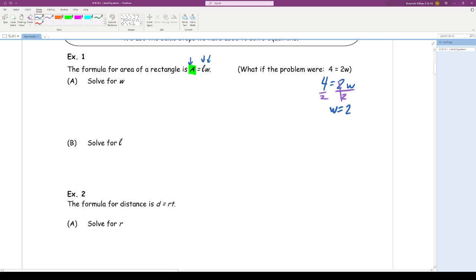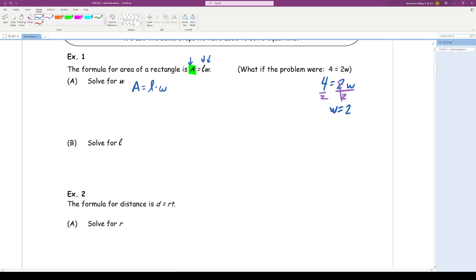Now we can do the exact same process without the numbers, with just letters. So let's rewrite our equation here. We have area equals length times width, just like we did here. But instead of a 4, we have A. Instead of a 2, we have L. We're going to take the same steps we did here.